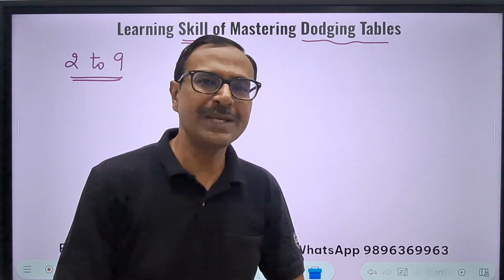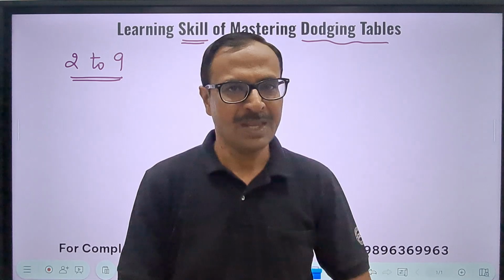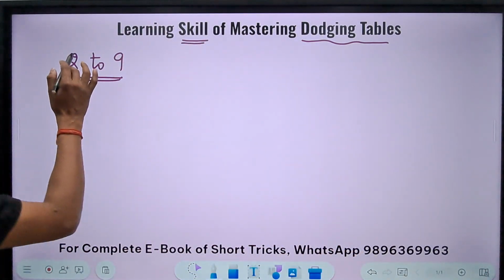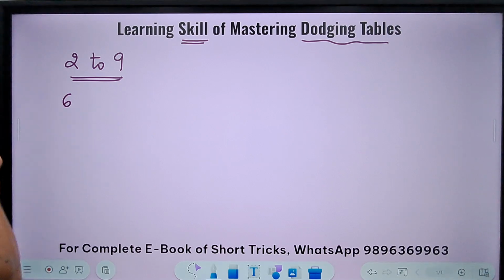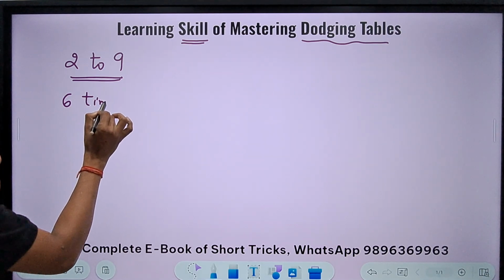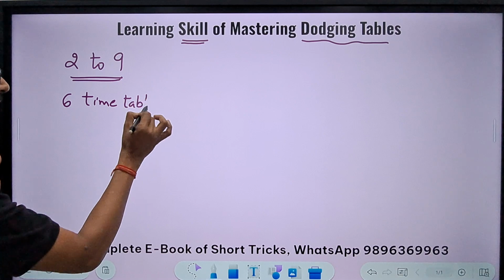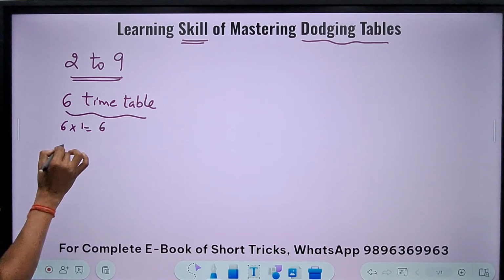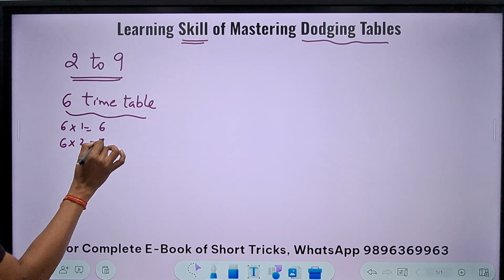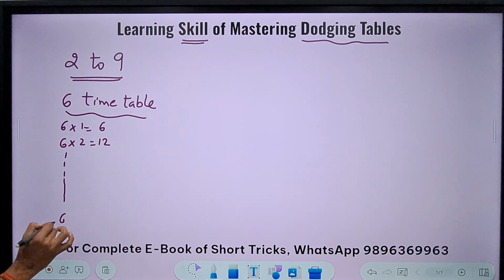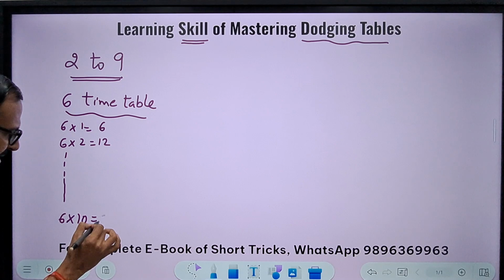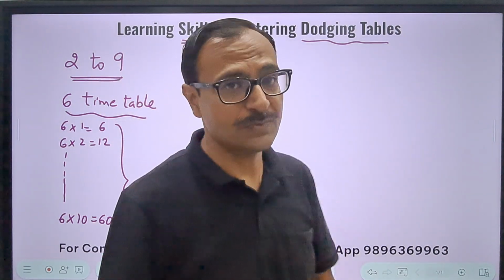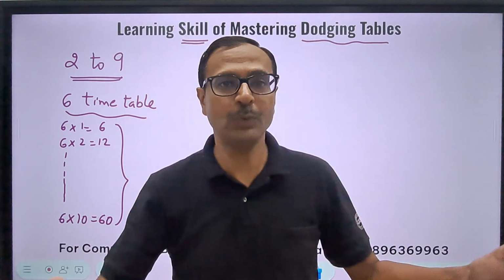Okay, so there are two things which I am going to take up for this video. The first one, when we teach students the table of say 6, okay, now 6 times table, what do we tell them? 6 ones are 6, and likewise 6 twos are 12, and similarly we tell them 6 tens are 60. Now we stop here, right?